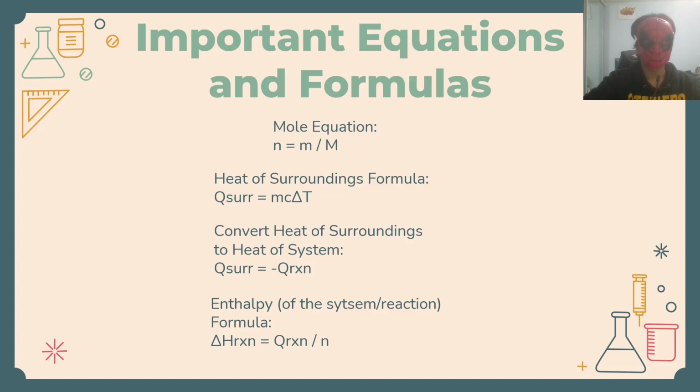We can also convert the heat of the surroundings to the heat of the system by using the equation Q sur equals negative Q reaction, where Q reaction is the heat of the reaction. Lastly, the enthalpy of the system or reaction, delta H reaction, can be calculated by using the formula delta H reaction equals Q reaction over N, where Q reaction is the heat of the reaction and N is the number of moles.